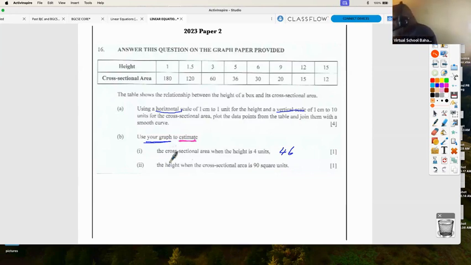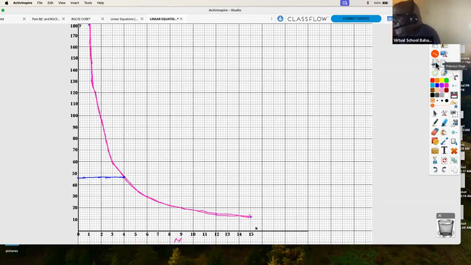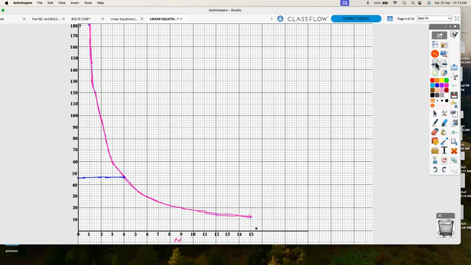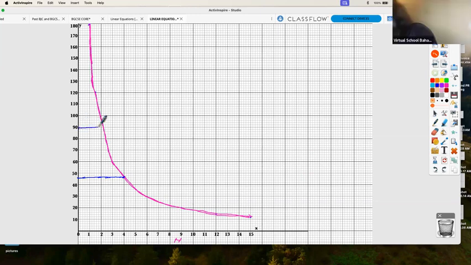Now I want you to look at the graph. Tell me the height when the cross section is 90. You look at the graph now. My cross section is 90. So what will be the height? 3? 2? If you put 3, you'll be off by many, so you wouldn't get a point for that. 2.5? This is my 90, and I come across.